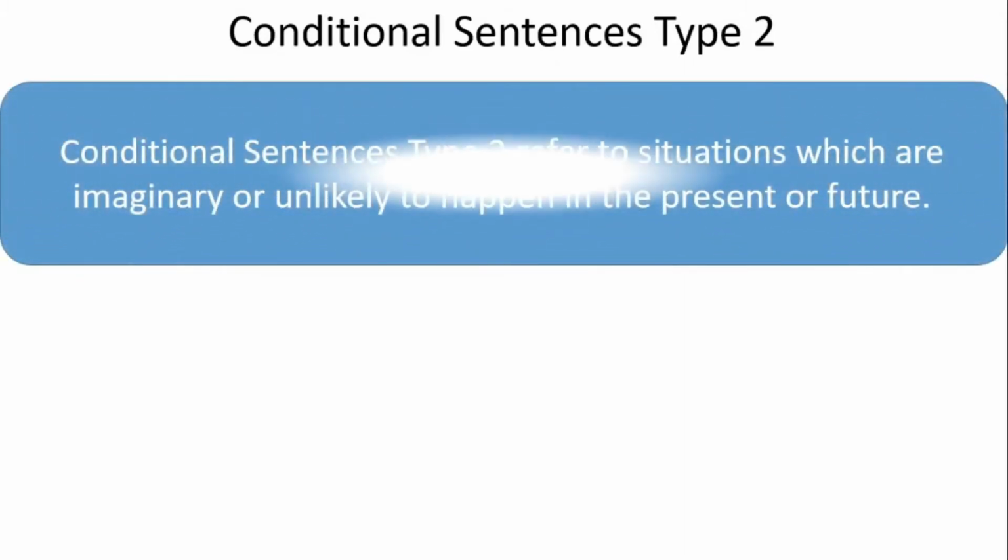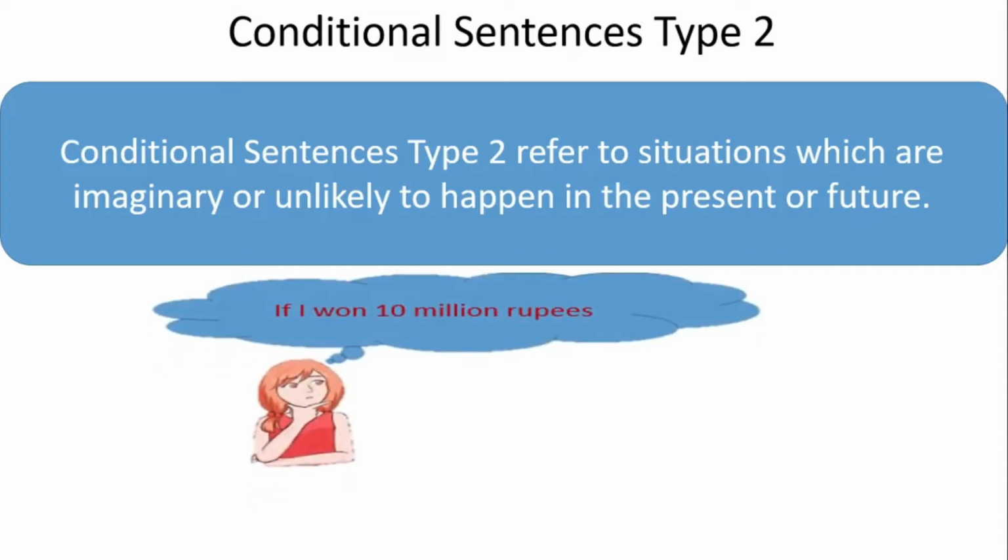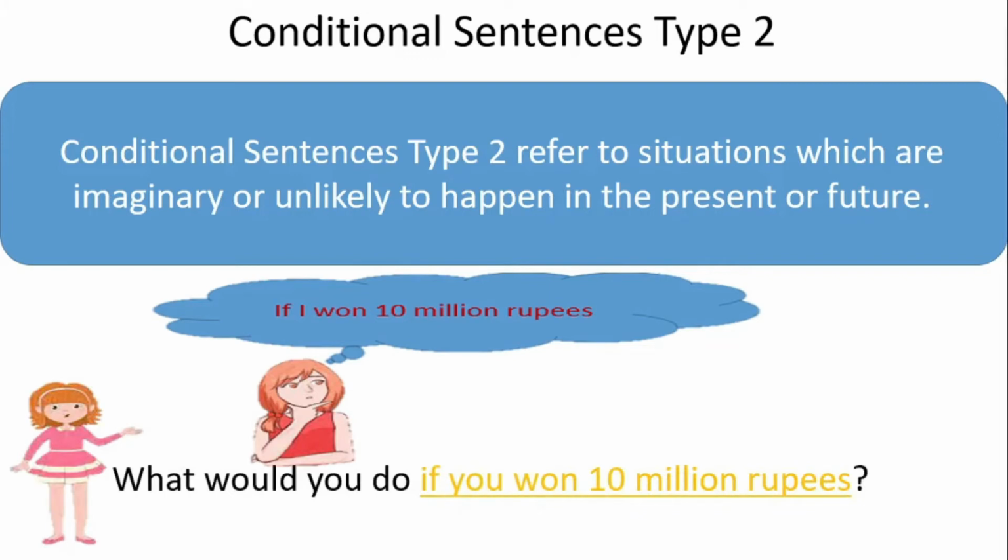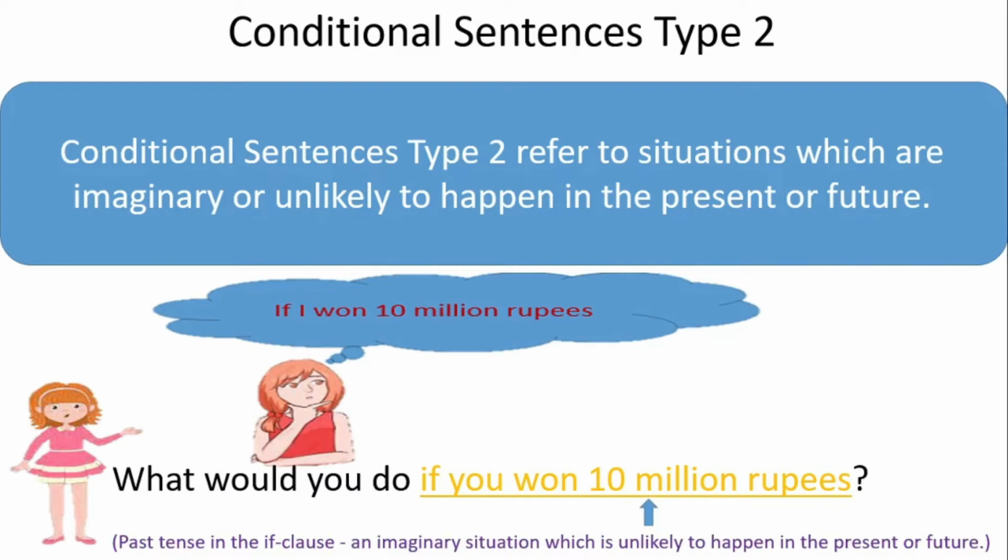First, let's take a look at conditional sentences type 2. Conditional sentences type 2 refer to situations which are imaginary or unlikely to happen in the present or future. Look at this first example here. If I won 10 million rupees. If I won 10 million rupees is an imaginary situation which is unlikely or has a very low possibility to happen in the present or future. What would you do if you won 10 million rupees? Past tense in the if clause shows an imaginary situation which is unlikely to happen in the present or future.